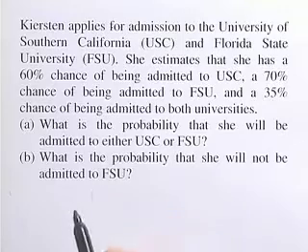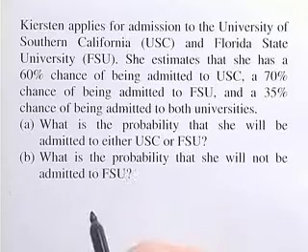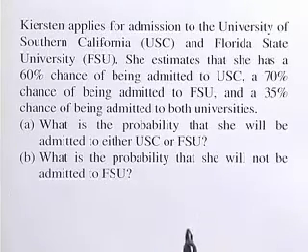Given that information, we'd like to find the probability that she will be admitted to either USC or FSU, and then we'd like to find the probability that she will not be admitted to FSU.